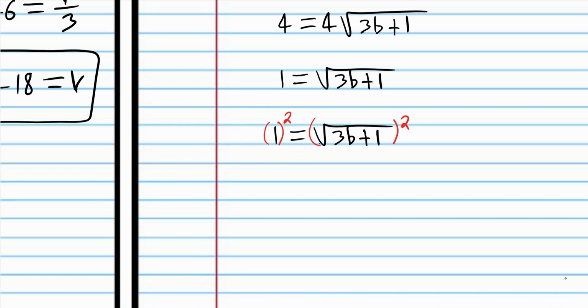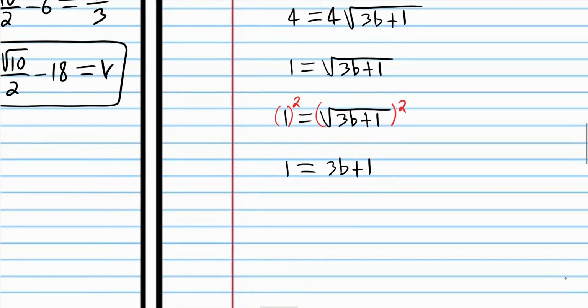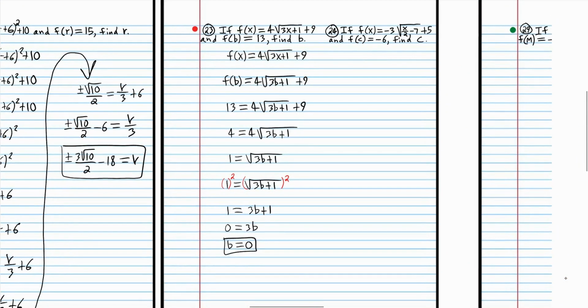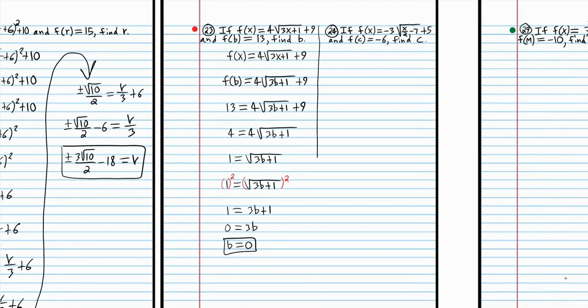And 1 to the second power is just 1. And the squaring gets rid of the square root symbol. Subtract 1 from both sides of the equation. And b is equal to 0. So there you go.